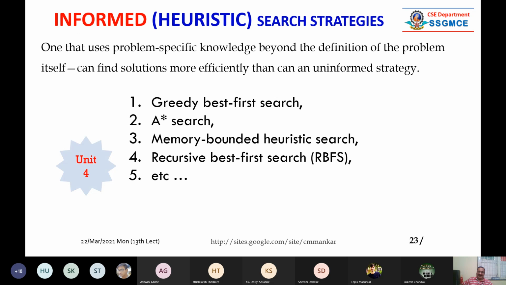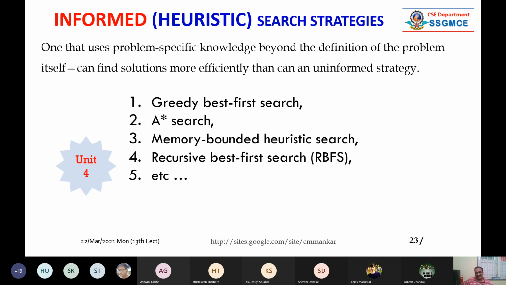And there is another category called informed search strategies or algorithms. It contains only 4 algorithms: greedy best first search, A-star search, memory bounded heuristic search, and recursive best first search. All of these are variants of the best first search algorithm. If you know best first, you can easily understand all the remaining ones. All these four methods we are going to learn in unit number 4.